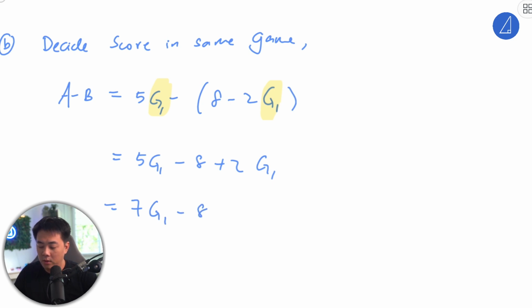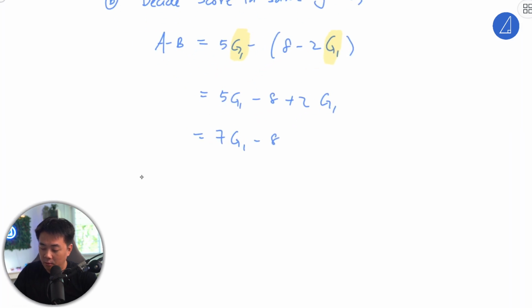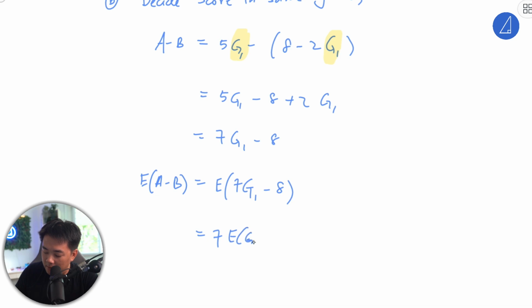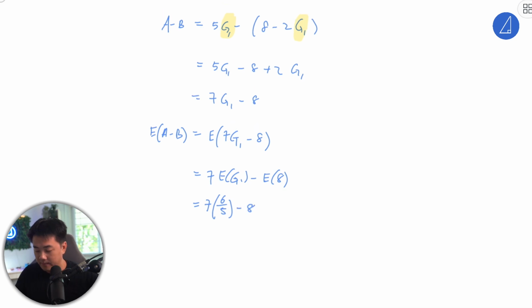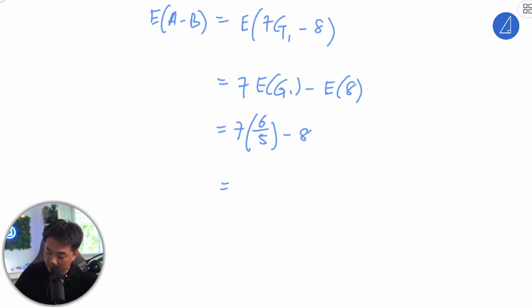Okay, so the expectation will be the same. Expectation of A minus B is still the expectation of 7G1 minus 8, which is 7 EG1 minus expectation of 8. So EG1 would be 6 over 5. It will be 2 over 5.